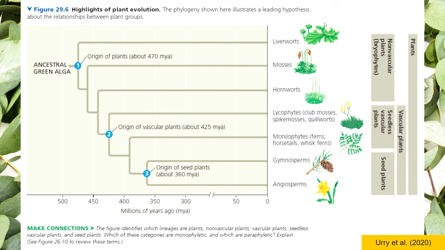This is the group of non-vascular plants. This is the group of seedless vascular plants, and this is the group of seed plants. As you can see, non-vascular plants are older than the others. They are followed by your seedless vascular plants, and relatively younger, you have your seed plants, gymnosperms and angiosperms.